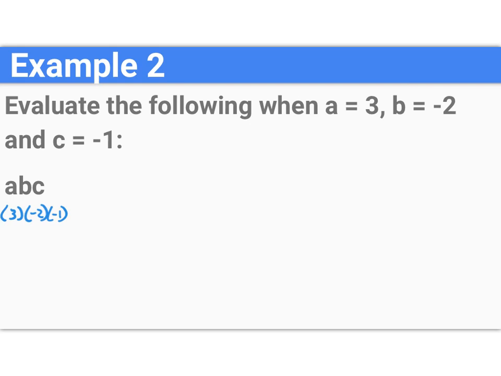So you got 3 times negative 2 times negative 1. I'll put them in parentheses because the signs go with the numbers. So 3 times negative 2 times negative 1 equals positive 6 or just 6. Okay, those were our 2 examples. Please work on the practice problems, and I will see you at the end of the video for the recap.